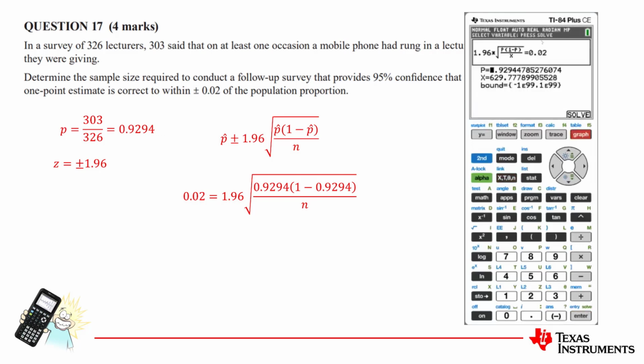I'm going to go OK. Now what we should see is P comes up with that value there. So that says P equals 0.9294. We want to leave that. I'm going to highlight down to X. And if I go alpha solve, we can see we get 629.77, which we would round up to 630 people.